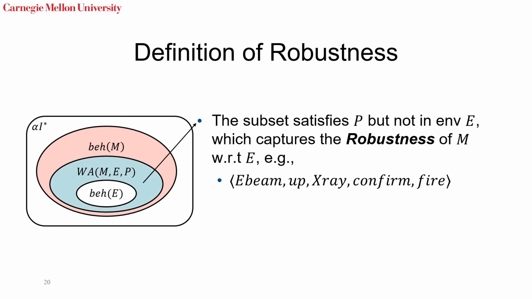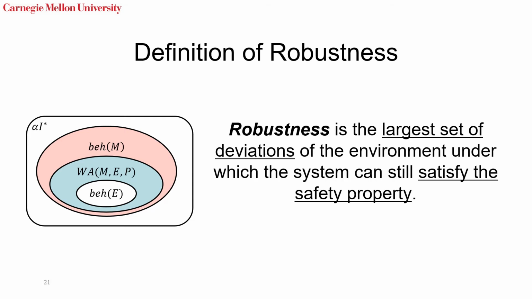Then, if we compute the difference between the weakest assumption and the given environment, we can get a set of deviations under which the system satisfies the property, but is not defined in the given environment. For example, in this case, we have the user chooses E-beam mode first and then switches to X-ray mode. We know that this is not defined in the original operation model, but will not cause overdose, even though it may cause underdose. In sum, more formally speaking, we measure robustness as the largest set of deviations of the environment under which the system can still satisfy the safety property, which is represented as the blue area in the diagram.